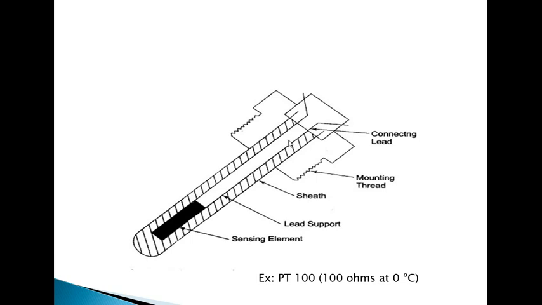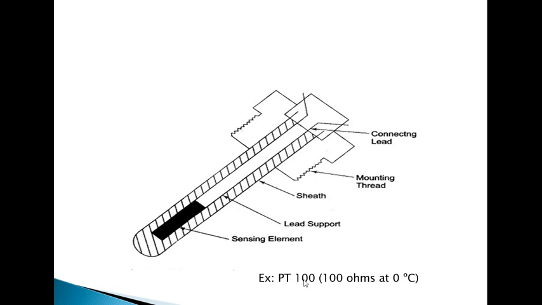So this is the construction of an industrial platinum resistance thermometer. The sensing element that we have seen earlier is placed here. This is the lead support. Okay, these are the mounting threads on both sides, and from this tube these connecting leads are taken out. So this is also called a PT100 RTD.